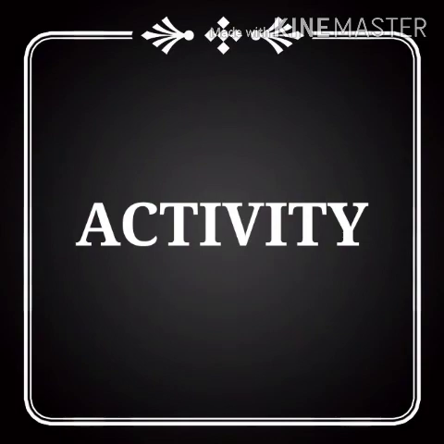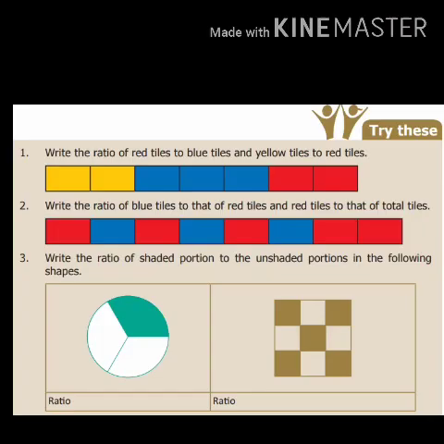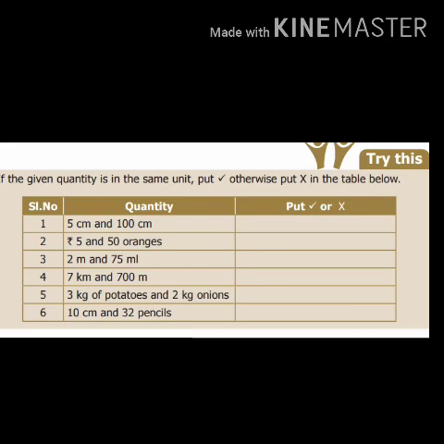Let's see today's activity part. Activity 1. Write the ratio of red tiles to blue tiles and yellow tiles to red tiles. Then the second question is write the ratio of blue tiles to that of red tiles and red tiles to that of total tiles. Third question is write the ratio of shaded portion to the unshaded portion in the following shape. Then in the second question, if the given quantity is in the same unit, put a tick mark. If it is not in the same unit, put a cross mark.